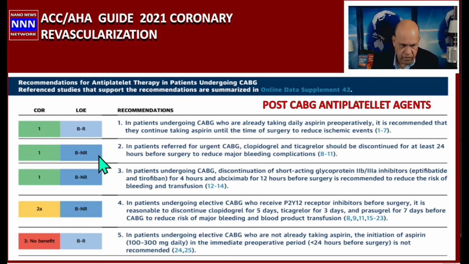Similarly, we have lesser evidence based on non-randomized trials. In patients referred for coronary artery bypass surgery, Plavix and ticagrelor should be discontinued for at least 24 hours to reduce major bleeding complications. We come across this quite often. Patient goes for interventions, gets 600 milligrams of Plavix. Now we feel that the procedure is not successful, then we send them to surgery. Invariably, they come up with bleeding problems which the surgeons hate.